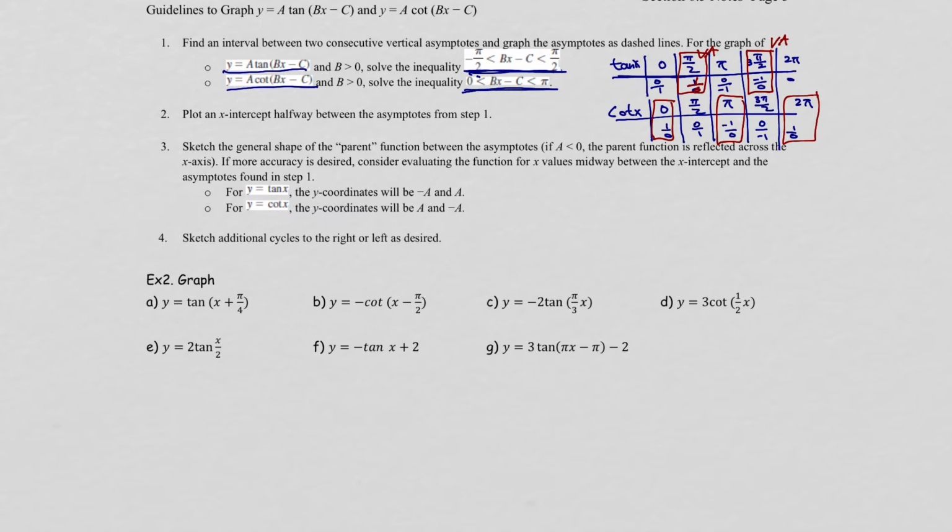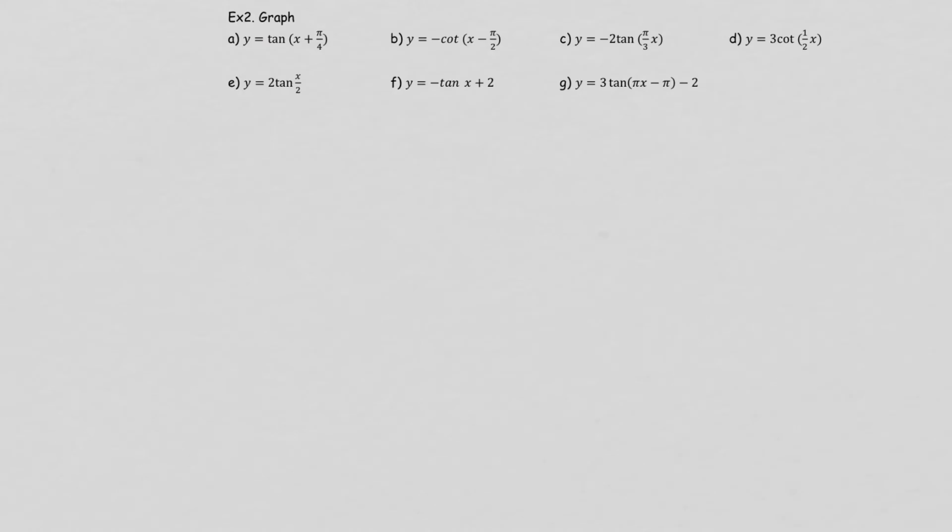So we will look at both ways in the first example. Let's look at the first one. We have y equals tangent of x plus pi over 4. Compared to the standard form, we have tangent x before, right? That was the standard shape. The only thing different is we have plus pi over 4.